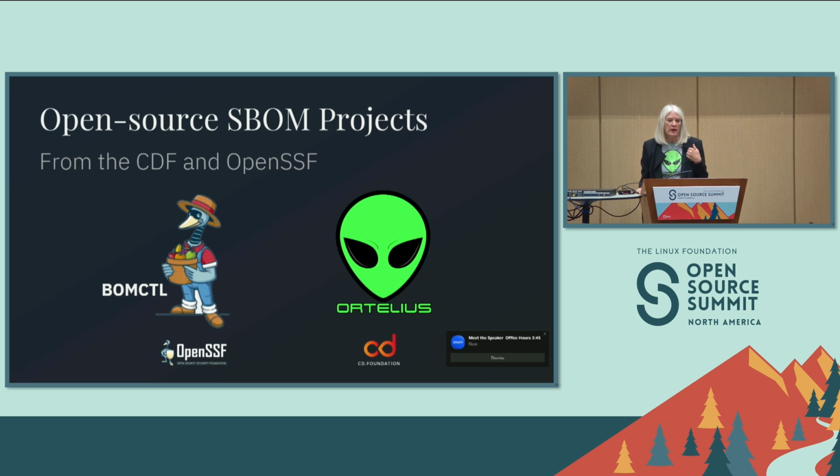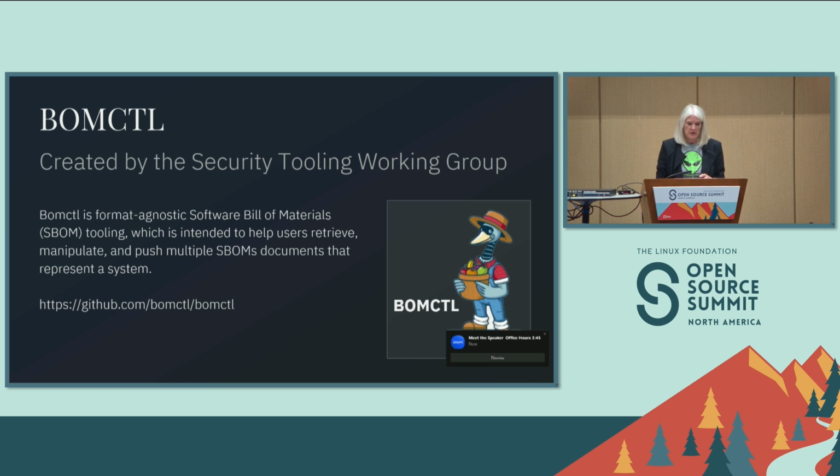So we're going to talk about bomb control and Ortelius. Both are tools that can be used for aggregating SBOMs. Bomb control comes from the Open Source Security Foundation, and Ortelius is more of a dashboard, and it comes from the Continuous Delivery Foundation. So let's start with bomb control. It's easy to play with. It is basically a command line solution that retrieves, manipulates, and pushes multiple SBOM documents together to represent a single system.